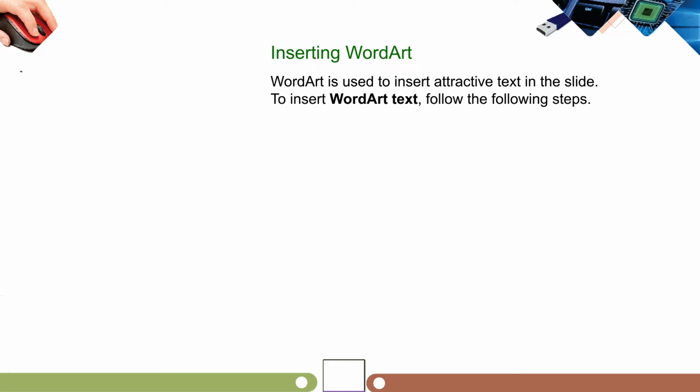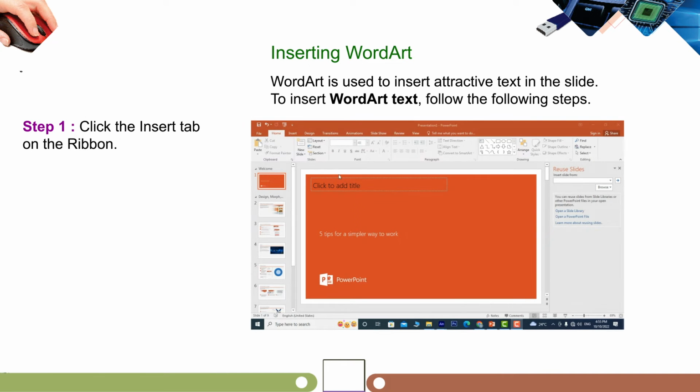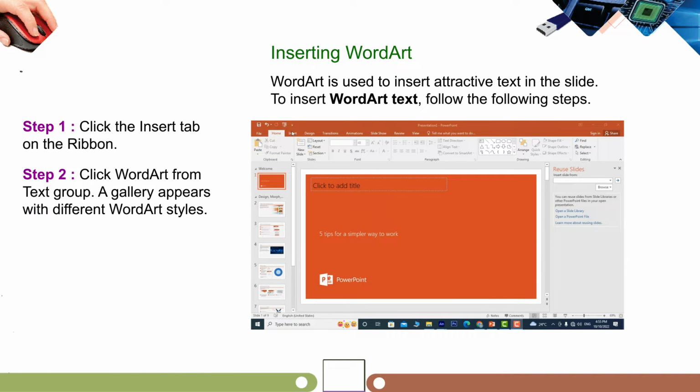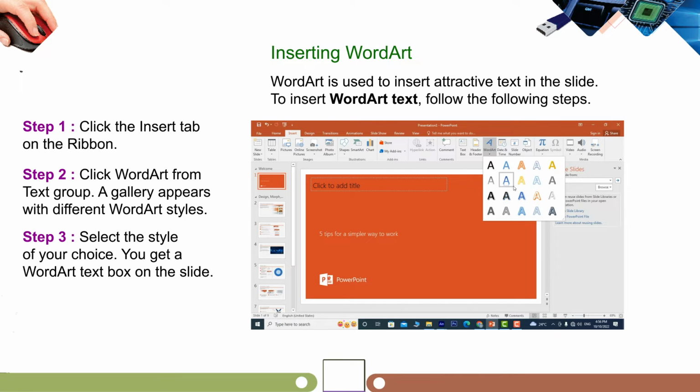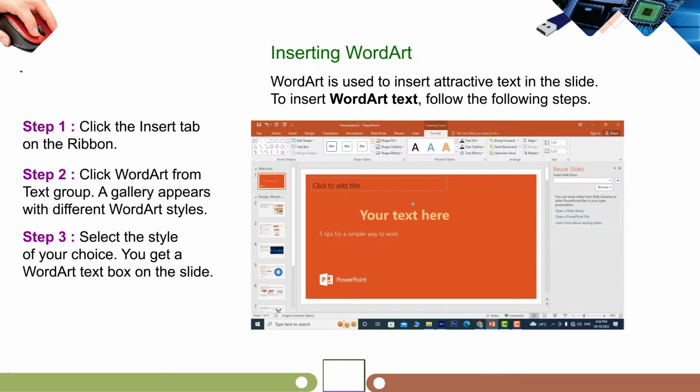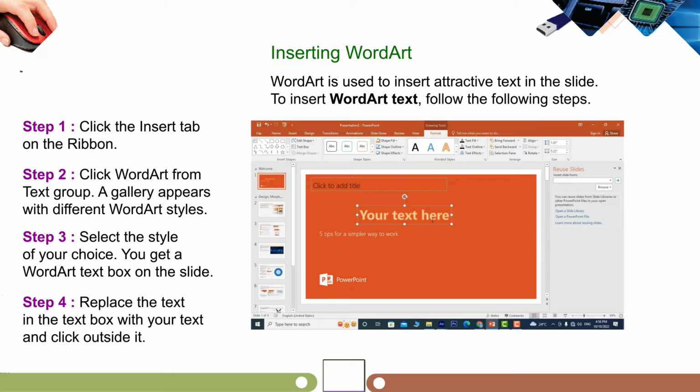So, our step 1 is click the Insert tab on the ribbon. Step 2, click word art from Text group. A gallery appears with different word art styles. Next step is select the style of your choice. You get a word art text box in the slide. Next is replace the text in the text box with your text and click outside it.